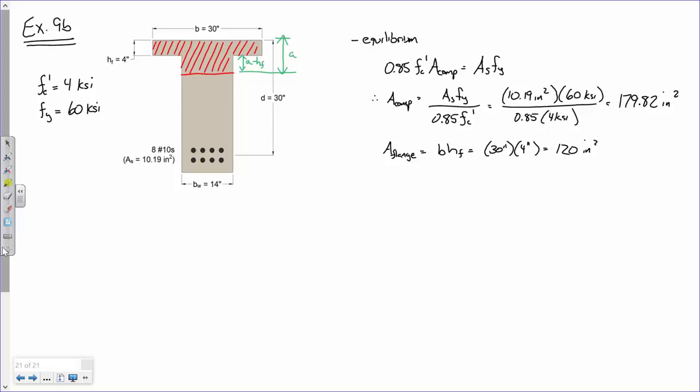And let me ask you a question. What is the area in compression? Somebody tell me symbolically what it is. Because of these two. The area of the flange, the area of this top portion is 120, but I need like 180 square inches in compression. So that stress block has to dip down into that shape a little bit. So does that make sense that the stress block looks like that? Because the stress block is a T, it's a true T-beam. If the stress block is just in the top flange, it's just a rectangle. That would be a rectangular T-beam. Does that make sense?